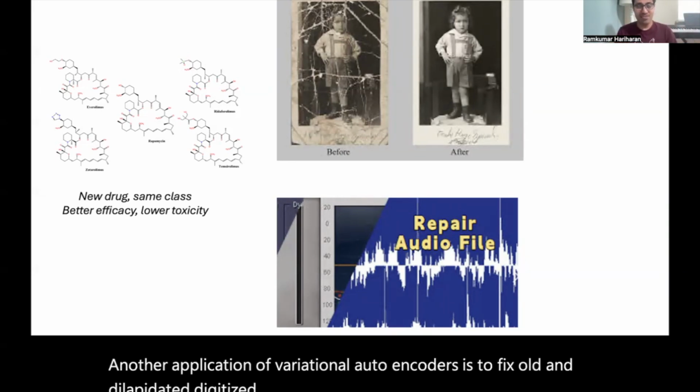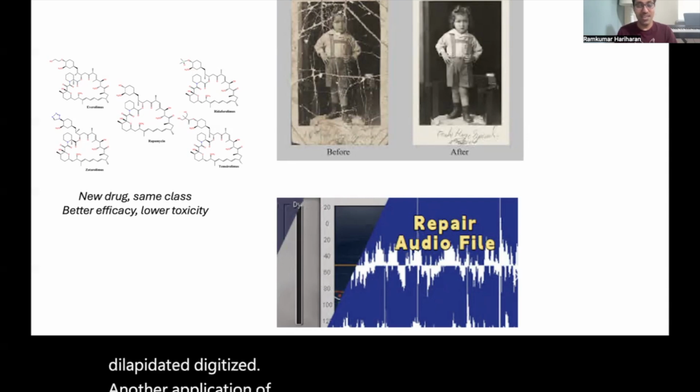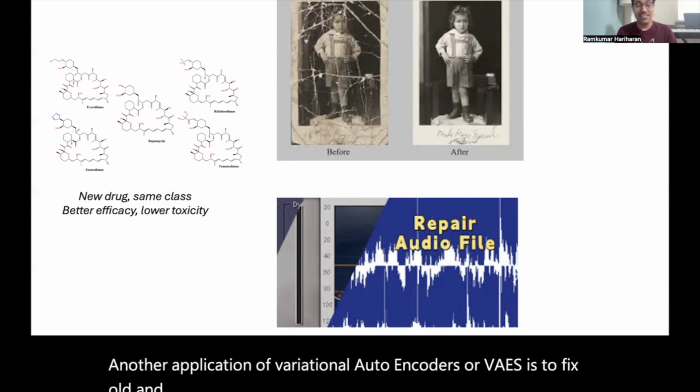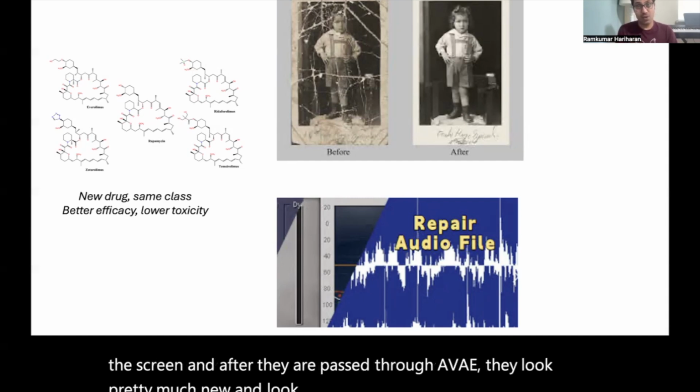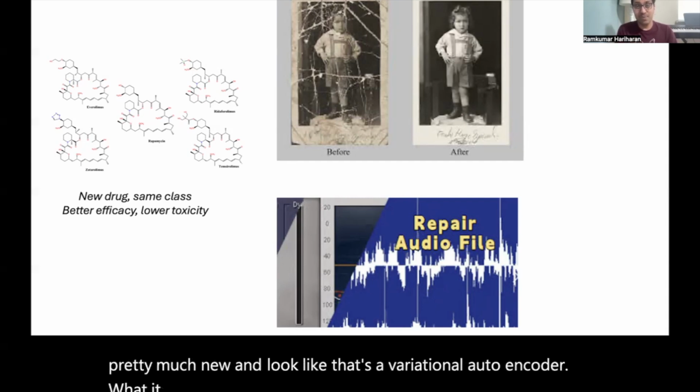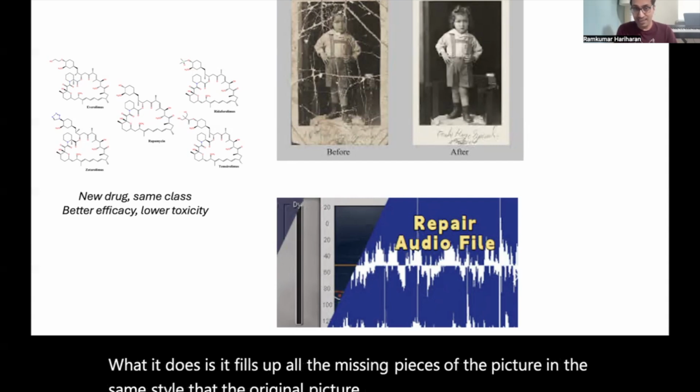Another application of variational autoencoders, or VAEs, is to fix old and dilapidated digitized images like the one that you see on the screen. So what a variational autoencoder does is it fills up all the missing pieces of the picture in the same style that the original picture was actually taken.